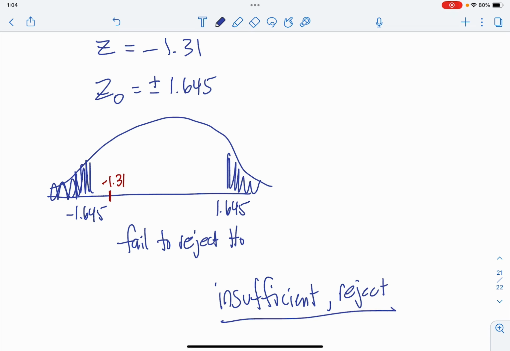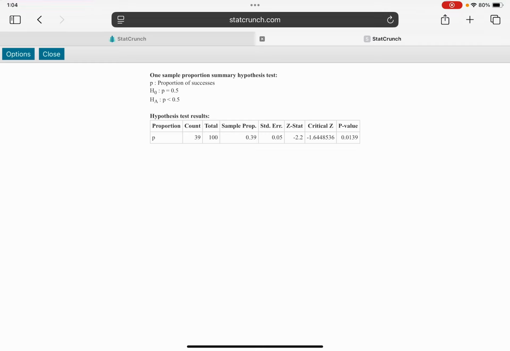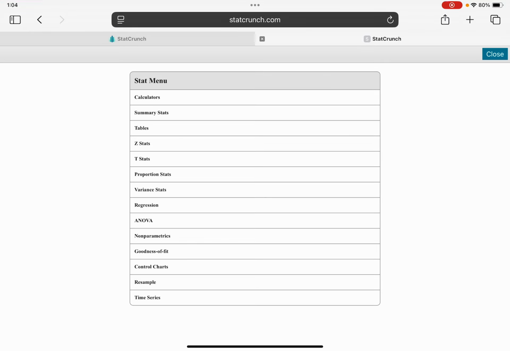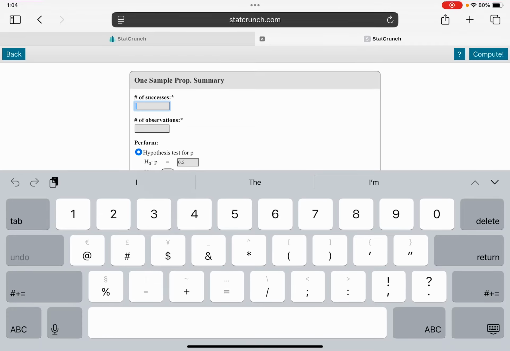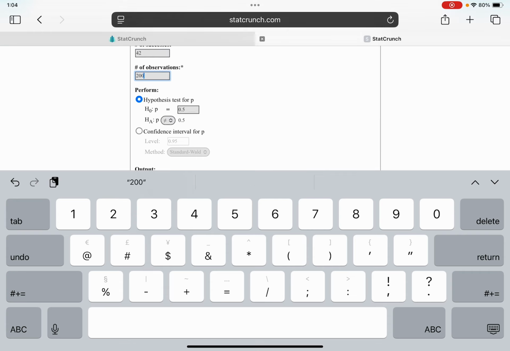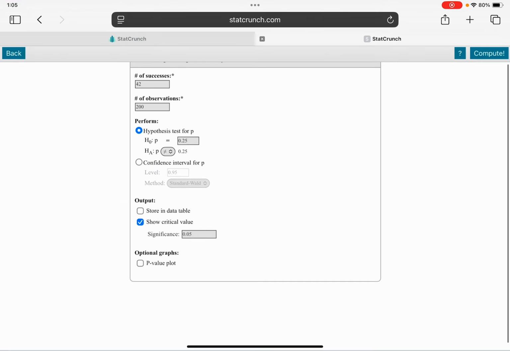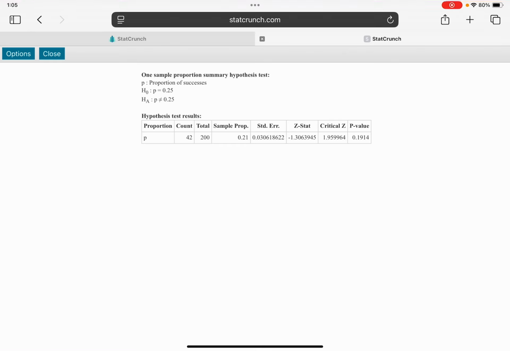How does it look in StatCrunch? You can pull that up real quick. Let's just go close that out, redo it. So again, it's under Stat, Proportion Stat, one sample with summary. Here, the number of successes, remember, was 42 because it's 21% of 200, and sample size is 200. So I did do this in the last video, and that's 0.25 right there. And then click that show critical value, and that would be the setup, compute. And there's the critical value.